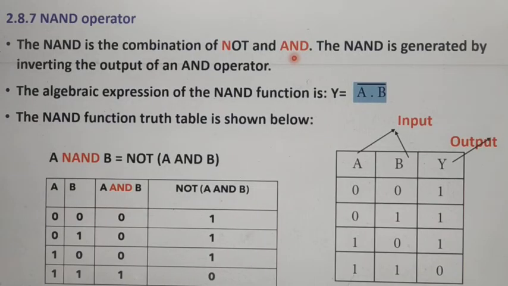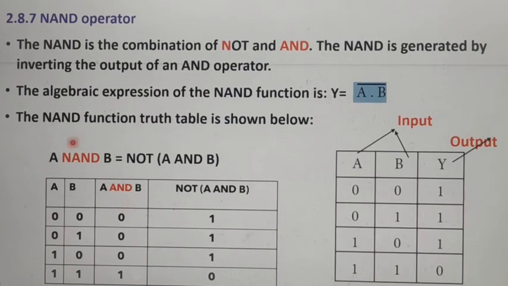Here first we can see the NAND operator. The NAND is the combination of NOT and AND. N-A-N-D, that is the NAND operator. The NAND is generated by inverting the output of an AND operator. It is going to invert the output of the AND operator, so it is called the NAND operator. Next point, the algebraic expression of the NAND function is y is equal to a and b the whole bar, or y is equal to NOT of a and b.